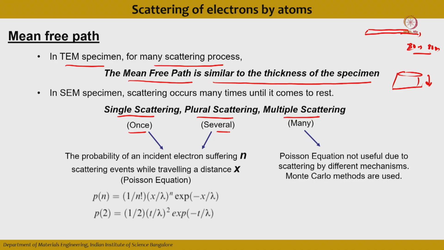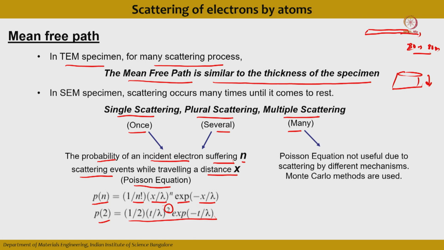In multiple scattering, there are many scattering events in the sample. The probability of an incident electron suffering n scattering events while travelling a distance x across the sample can be given by Poisson's equation, where Pn equals 1 by n factorial, (x by lambda) raised to the power n, times exponential of minus x by lambda. X, remember, is the thickness through which the electron has travelled. Similarly, for two scattering events, the plural scattering I mentioned, n can be replaced by 2.